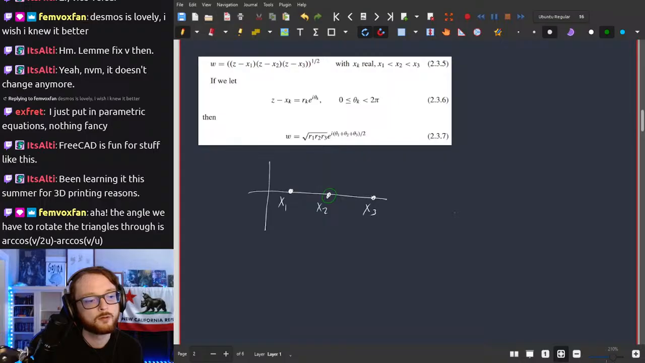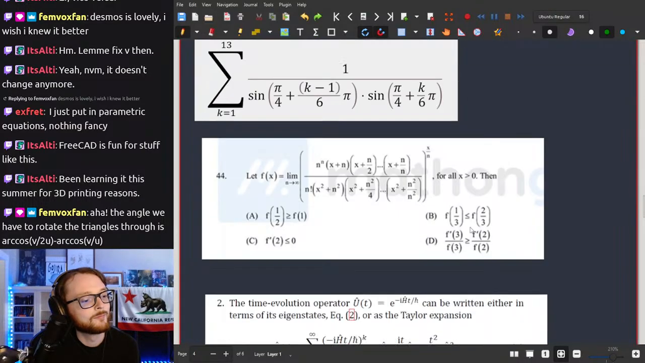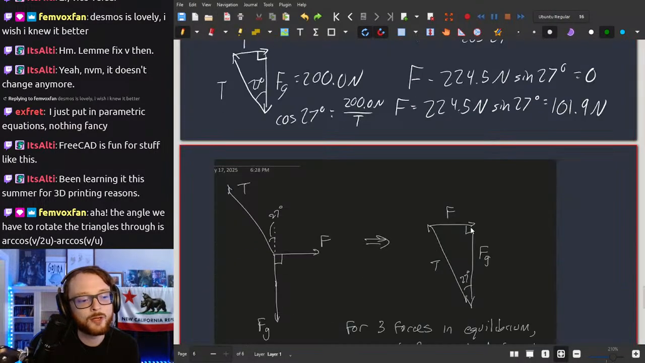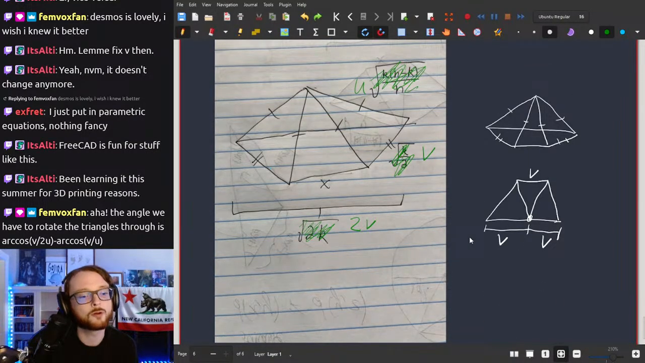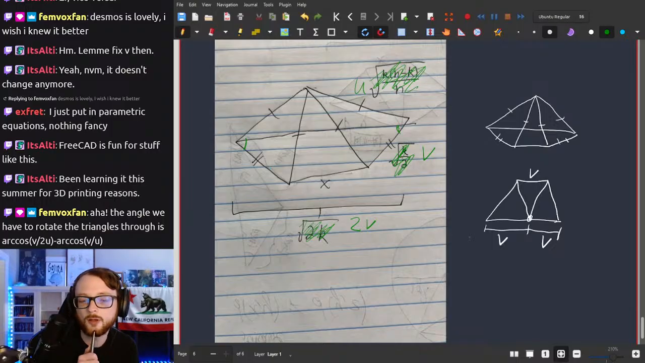Well, oh, the angle we have to rotate the triangles through is arc cosine v over 2u minus arc cosine v over u. So the angle that's rotated through would correspond with that angle there, and there. Can we find that in the initial state? I guess not.